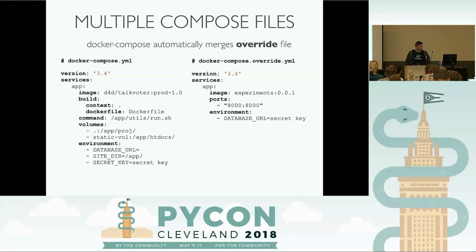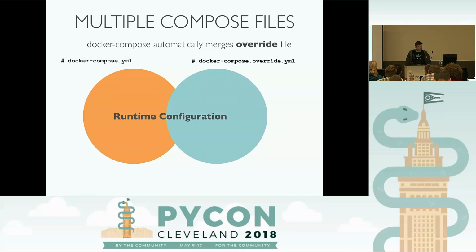So, for example, let's say you have a docker-compose.yaml and a Docker Compose override file. In this example, we're taking the image and we're overriding the image with experiments.001, and we're setting some additional ports, and we're overriding the environment variable called database_URL. So this is just a visual representation of what's happening.